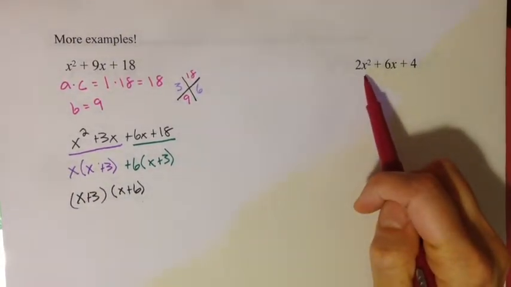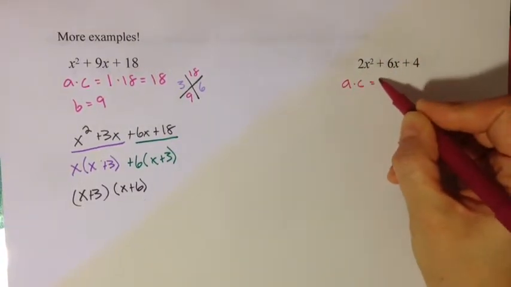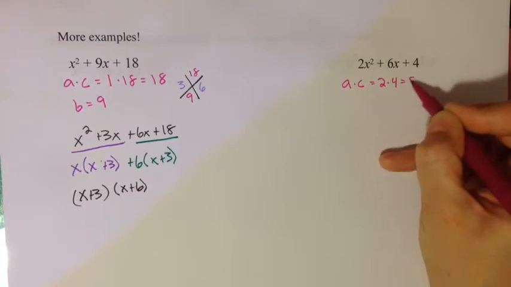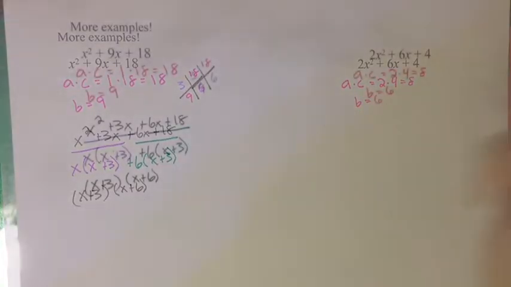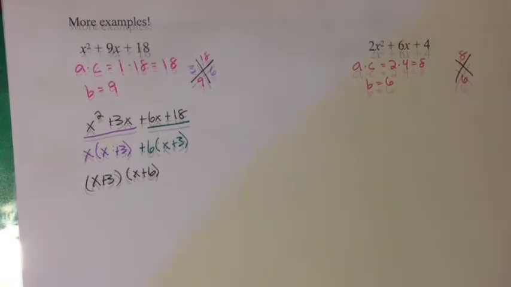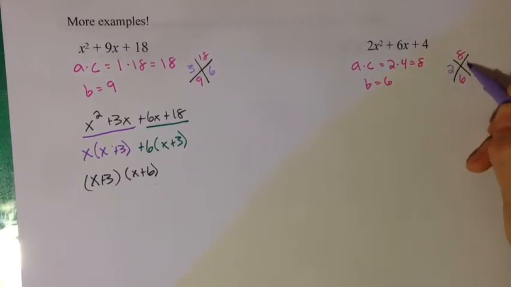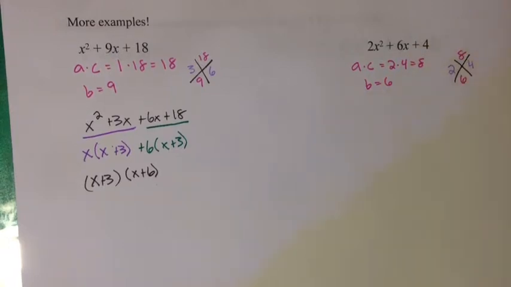I have 2x squared plus 6x plus 4, so a times c is 2 times 4, which is 8, and b is 6. So I'm looking for two numbers that multiply together to be 8, but add together to be 6. And in this case, with such nice small numbers, I can see what those two numbers will be without having to go through all the possible factors of 8. It looks to me like it's going to need to be 2 and 4, since those two multiply together to be 8, but add together to be 6.